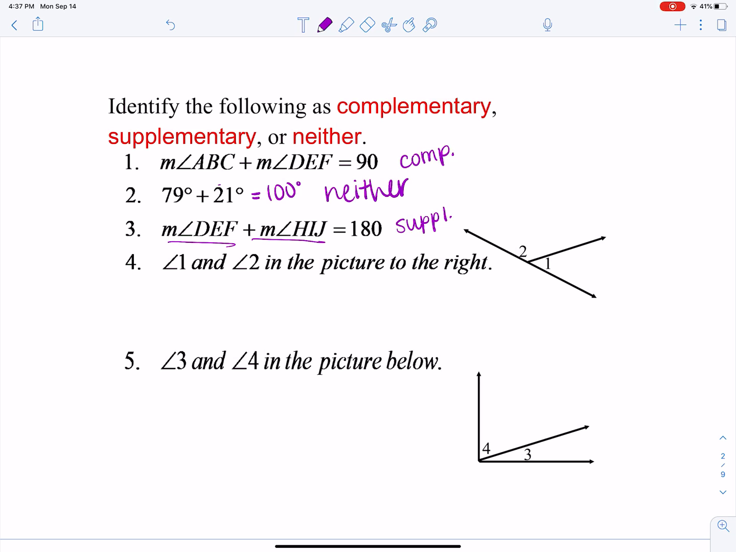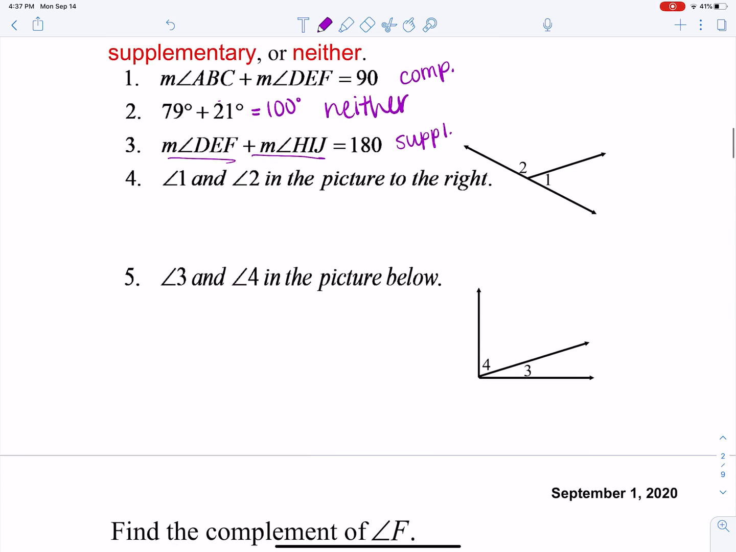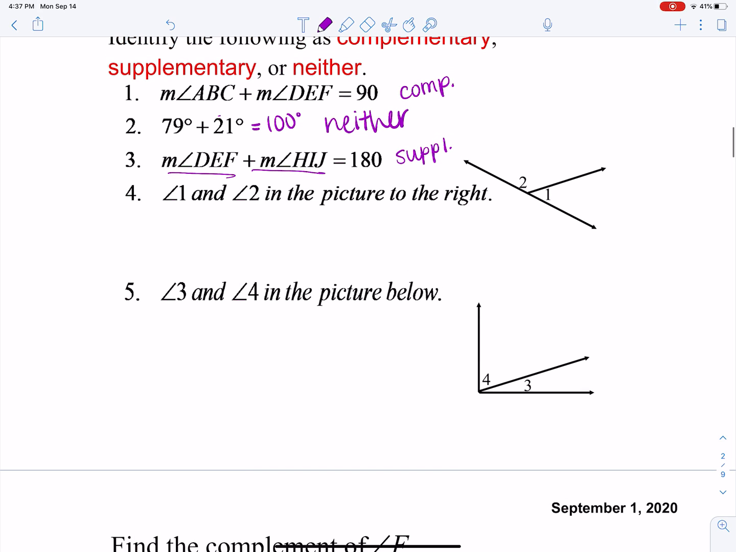We're looking at angle 1 and angle 2 in the picture to the right. Angle 1 and angle 2 are adjacent. They share a vertex and a side, and together they add up to a straight angle, which has a measure of 180. That means they are supplementary.